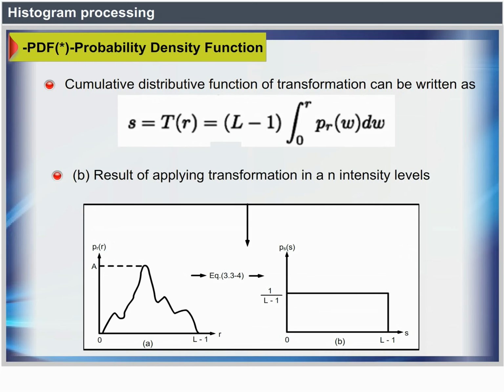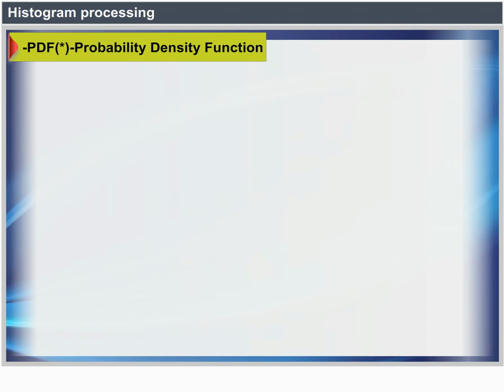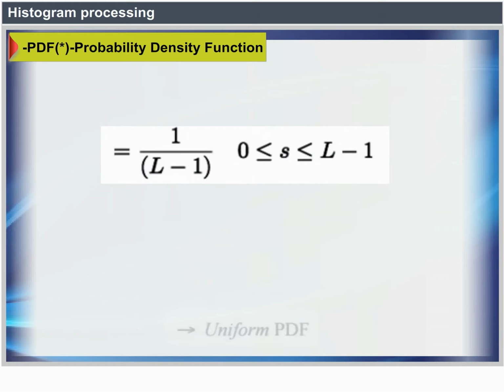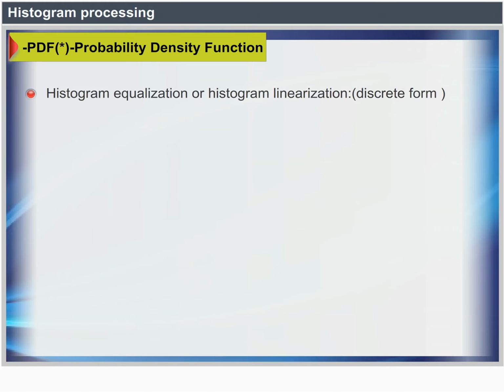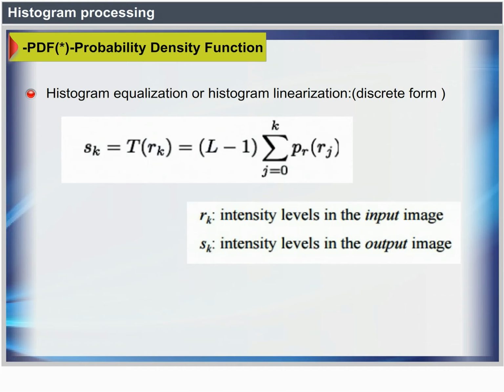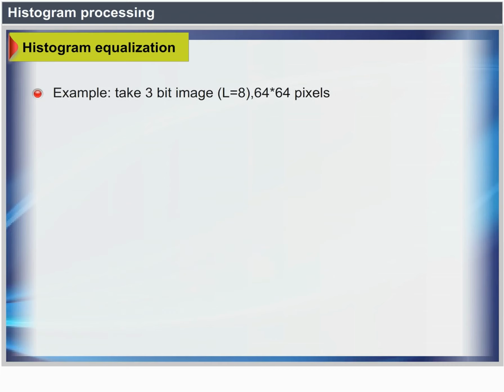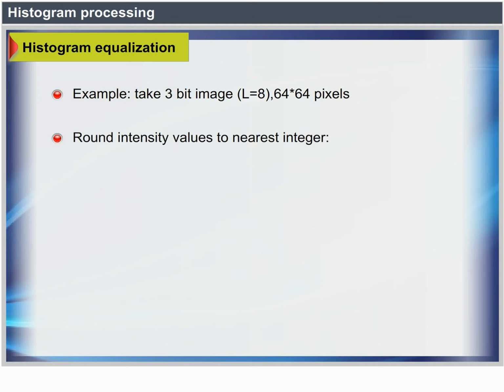Histogram equalization. For example, take a 3-bit image L equals 8, 64*64 pixels. Round intensity values to nearest integer, and the representation is as shown on screen. Table for intensity distribution and histogram values for 3-bit 64*64 image is as shown. Below figure represents histogram equalization of 3-bit image. Original image, transformation function, equalized histogram.